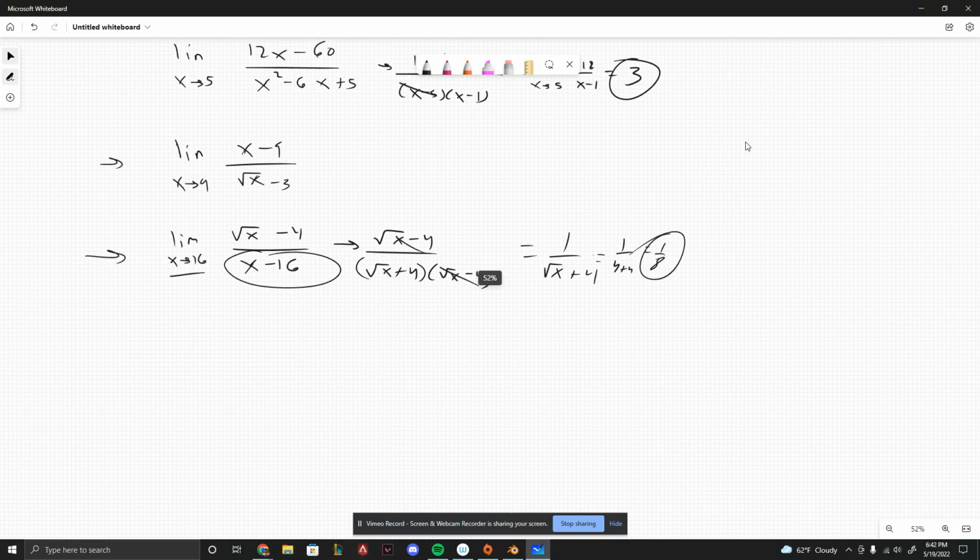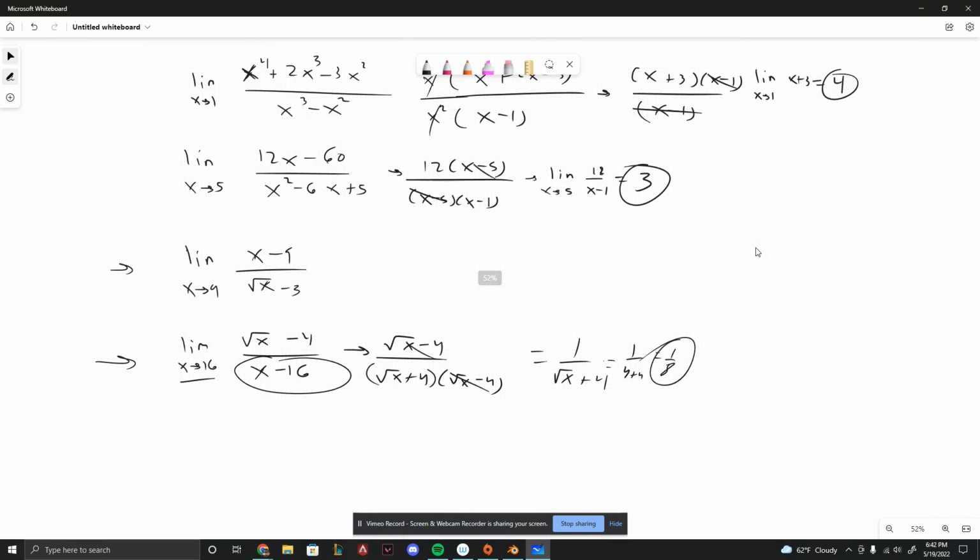So hopefully that kind of helped you guys out understand finding limits algebraically. The next video I'll go over is continuity and how to tell if a function is continuous or not.